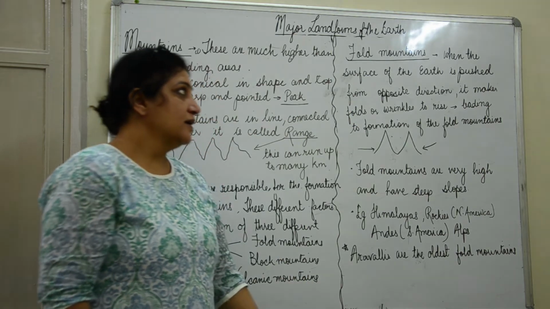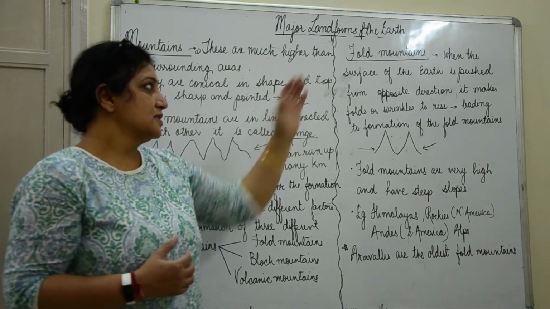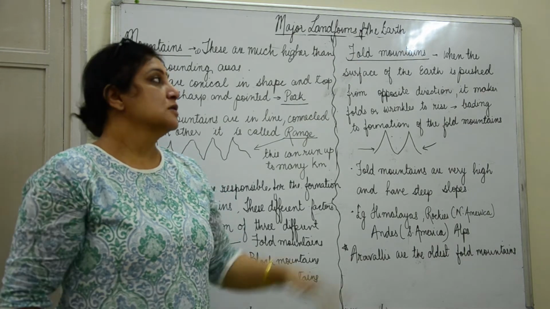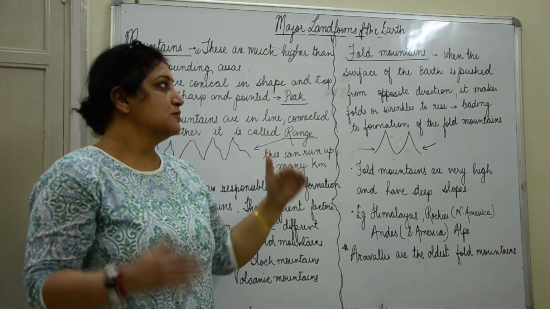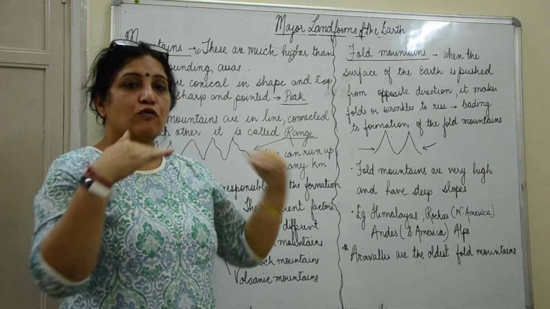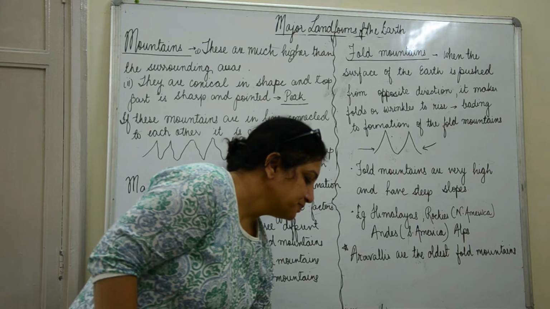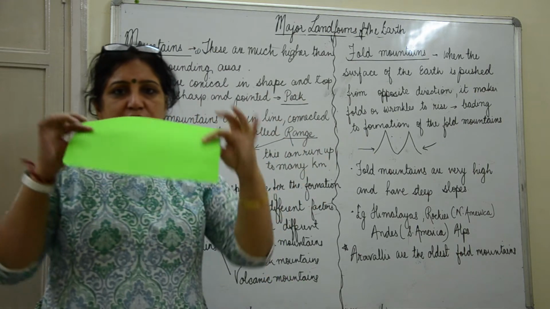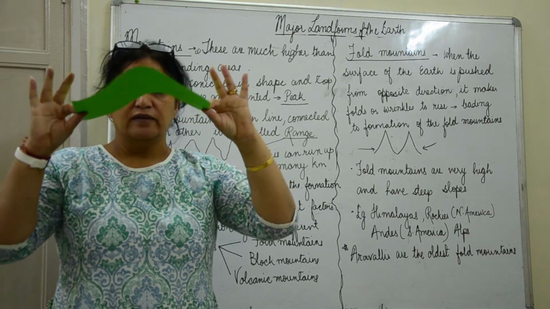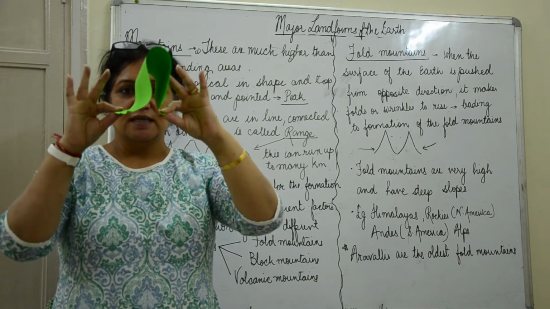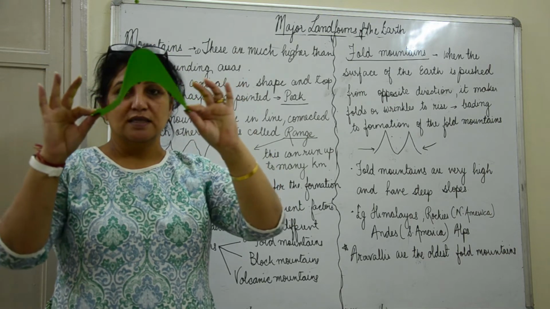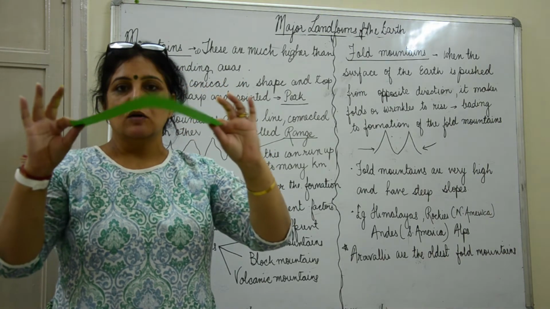So when the surface, that's the first kind of mountain that we will be studying about. When the surface of the earth is pushed from 2 opposite directions, it makes folds or wrinkles in it. Okay, let's take this as a page. This is the surface of the earth. It is flat, but when 2 different directions are pushing it inside, now one is acting this side, the other is acting this side, you see it is rising into a wrinkle or a fold.